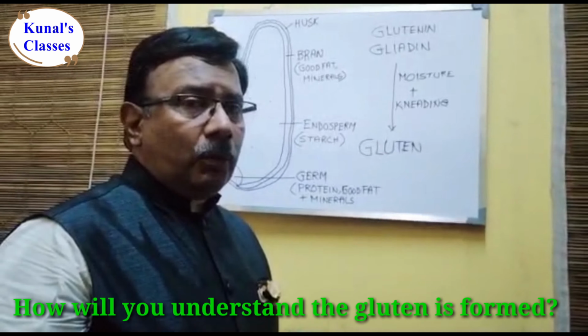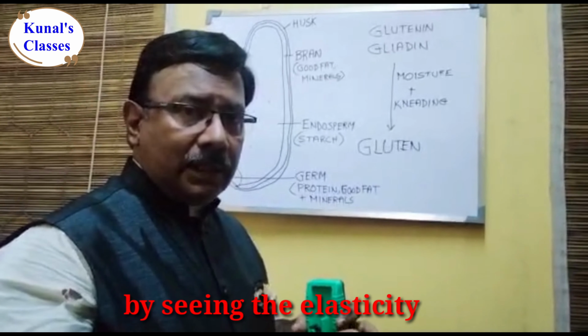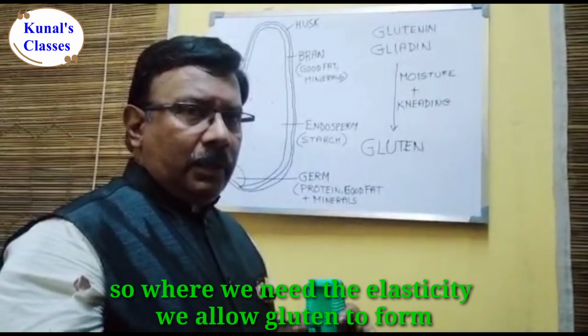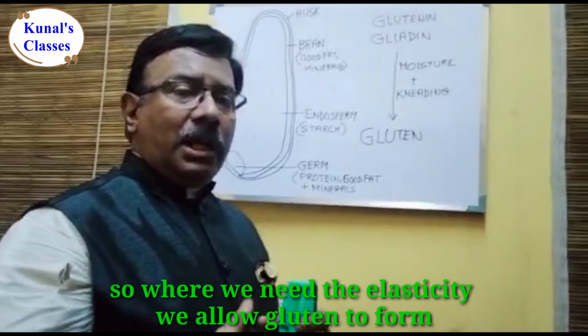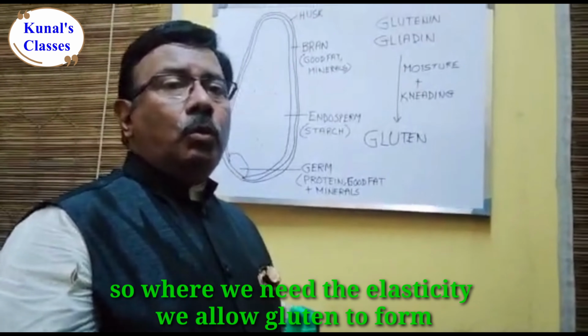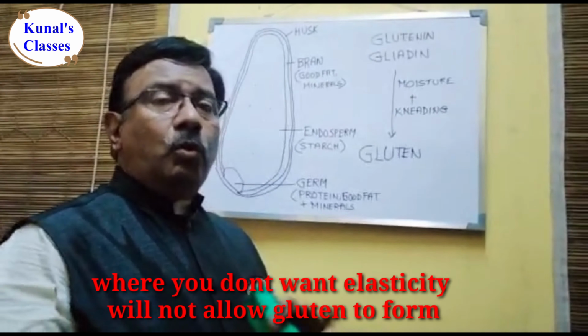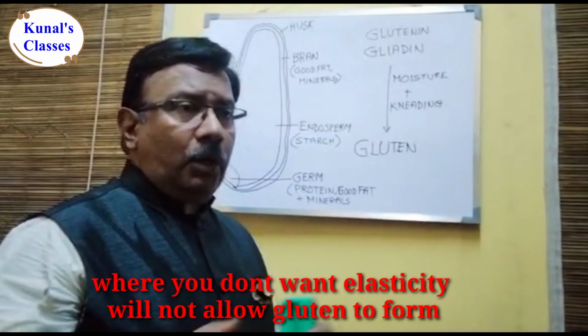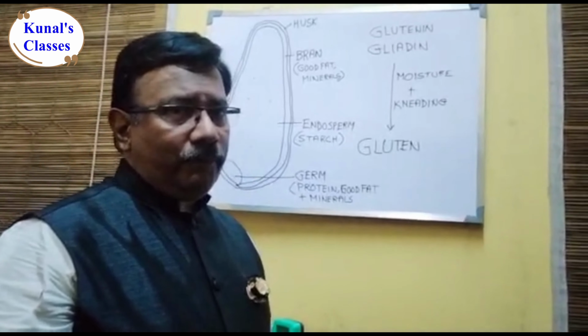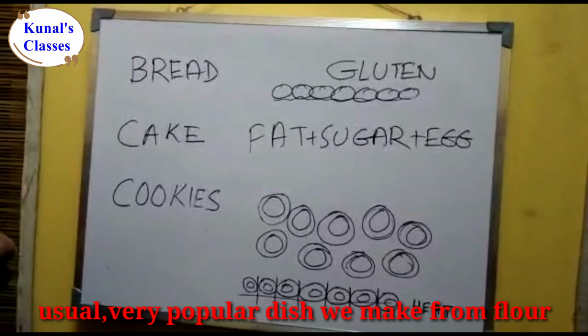And how will you understand the gluten is formed? By seeing the elasticity. So, where we need elasticity, we will allow the gluten to form, and where you don't want elasticity, we will not allow the gluten to form. Understood?